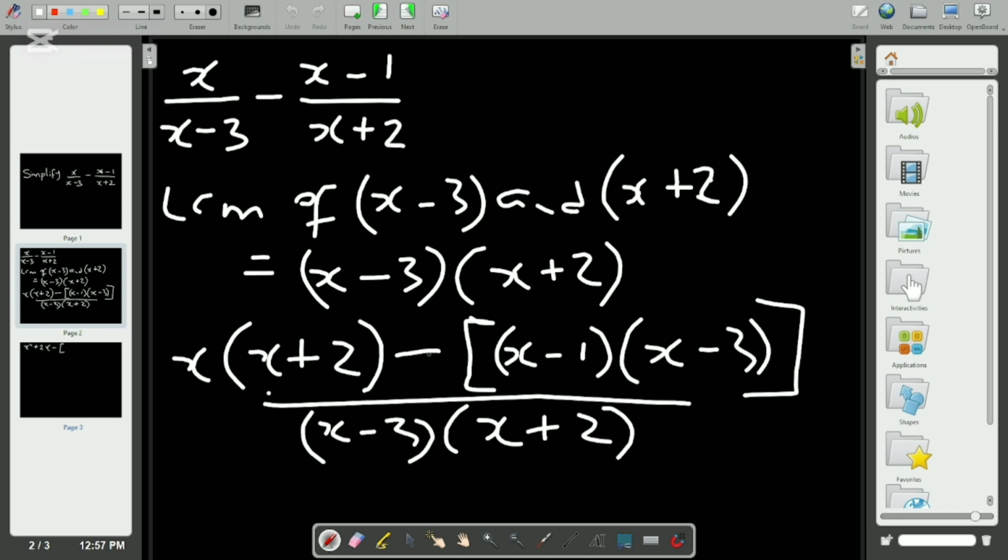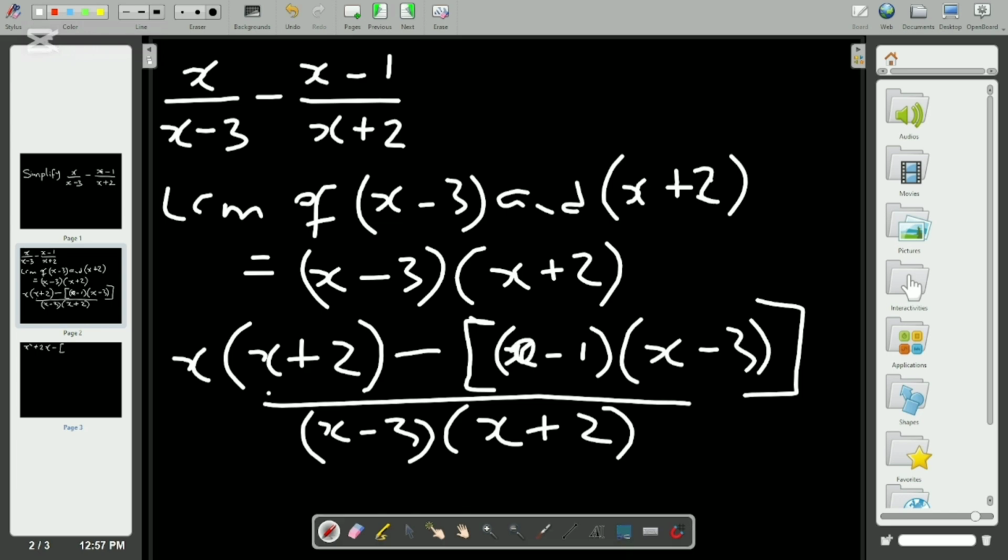We are expanding that. We are using this one now. We are going to use this x. You use this x to multiply x, which is going to give us x squared, and then x times minus 3 to give us minus 3x. Then minus 1 times x will give us minus x, minus 1 times minus 3 to give us plus 3. So let's go ahead. Now x times x will give us x squared.